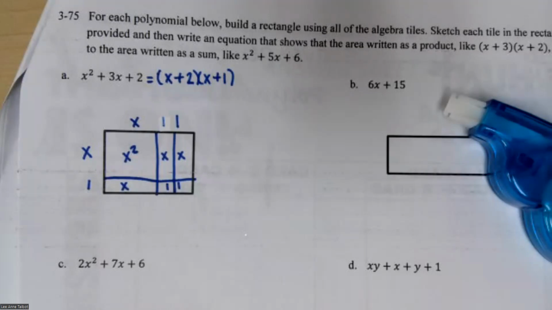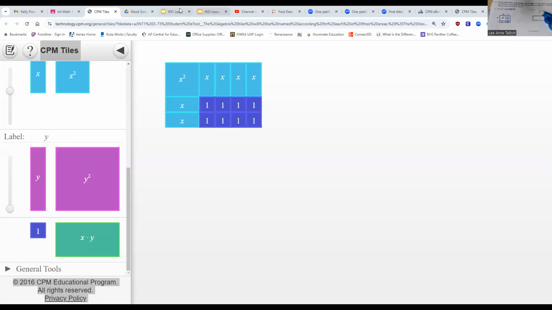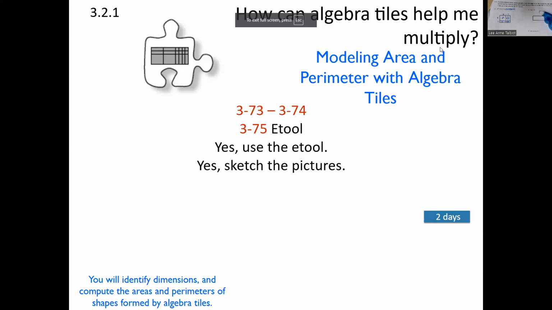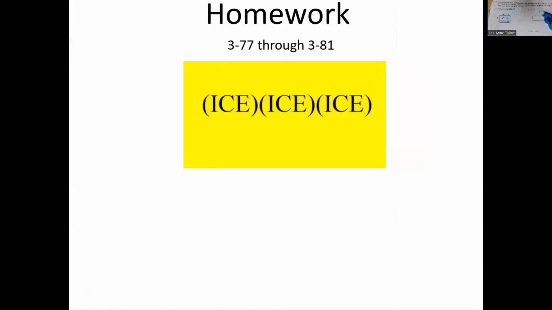No, absolutely not. No, the homework is, what is the homework? It's CPM. Please hold. Let me show you the slides thing so you can see. Okay, so this is our class, right? 373, 374, 375, E2. Yes, use the E2. Yes, sketch the picture. Because everyone's going to ask me, do I have to? And homework is 77 to 81.